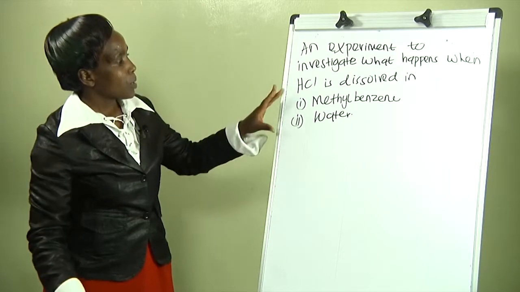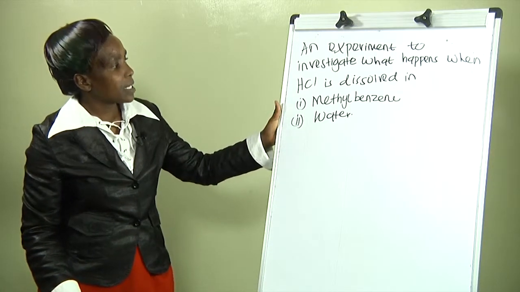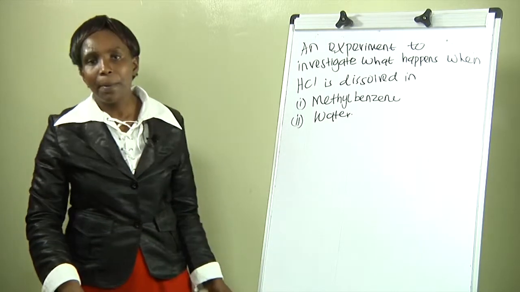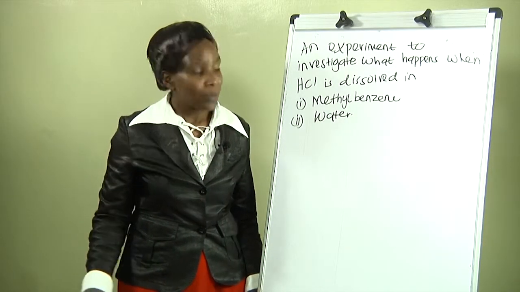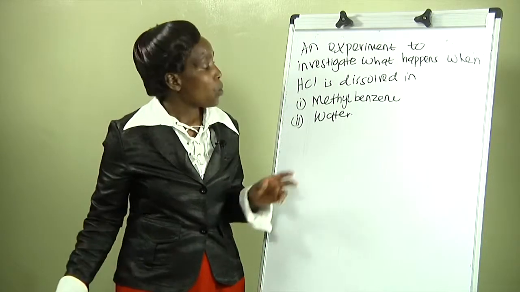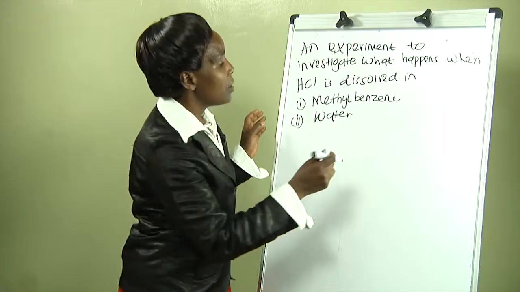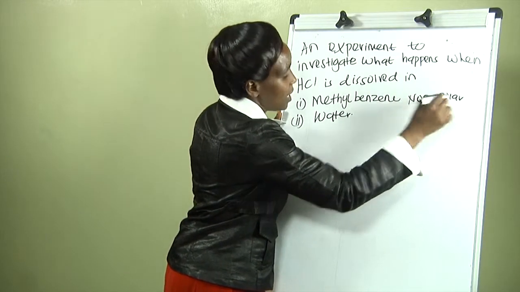Now, the two, one is polar, the other one is non-polar. So if you have been given that we are taking an experiment whereby we want to see what will happen when you have HCl and the two solvents, you are supposed to explain this using that one is polar and the other one is non-polar. We agreed that this one is non-polar and this one is polar.